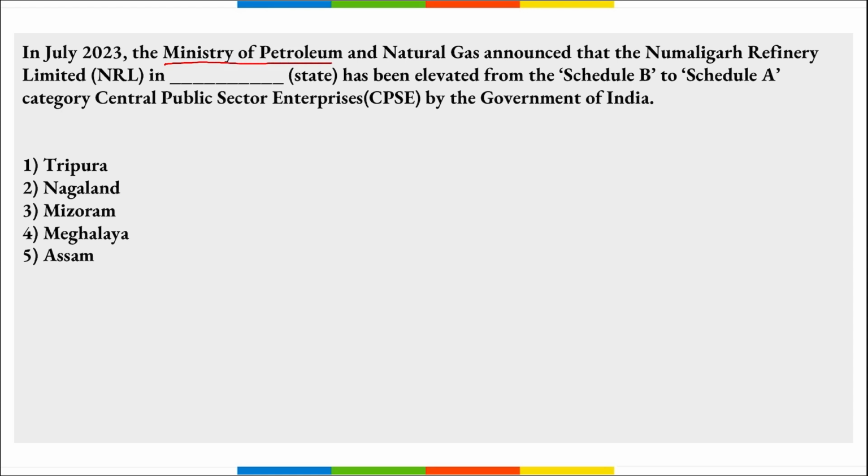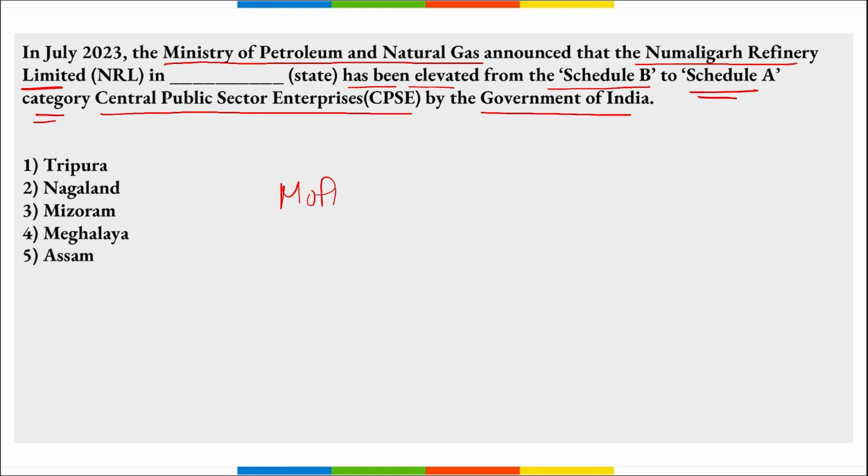Next, Ministry of Petroleum and Natural Gas has announced Numaligarh Refinery Limited in Assam state has been elevated from the Schedule B to Schedule A category Central Public Sector Enterprise by the Government of India. So remember, Ministry of Petroleum and Natural Gas announced Numaligarh Refinery Limited in the state of Assam, correct, and they have been elevated from the Schedule B to Schedule A CPSE by the Government of India.